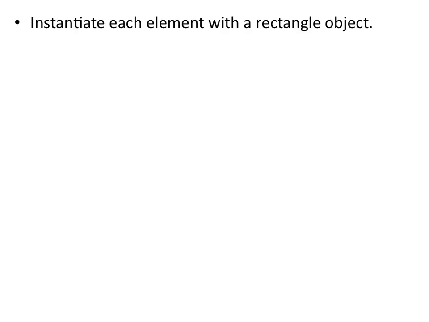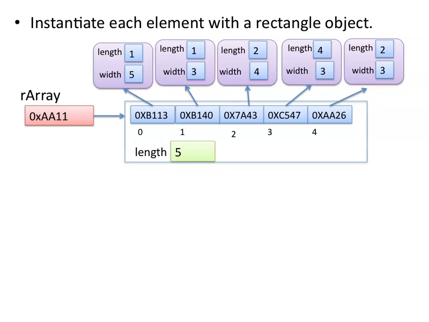Next, we need to instantiate each element with a rectangle object. What we would like is for RArray to point to an array of addresses of rectangle objects, and each of the addresses will point to the data for a particular rectangle object. For example, in RArray element number 0, it points to a rectangle object with the length of 1 and a width of 5.